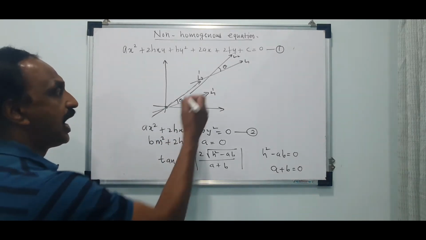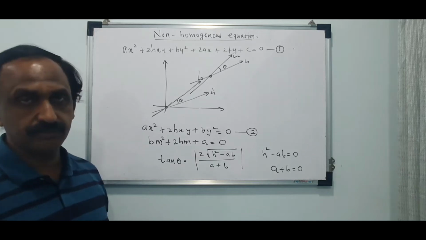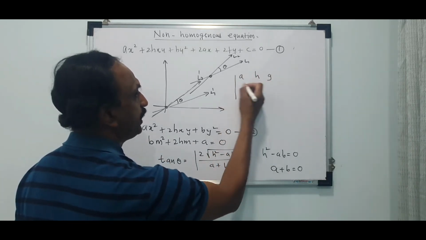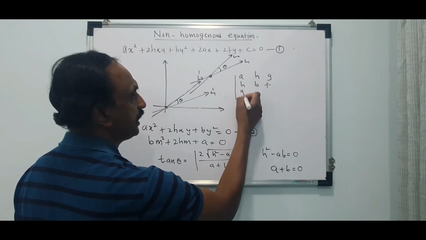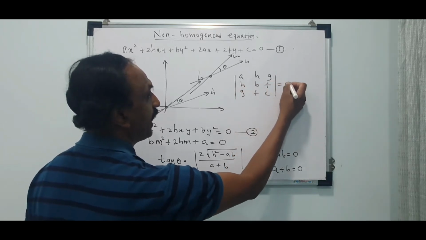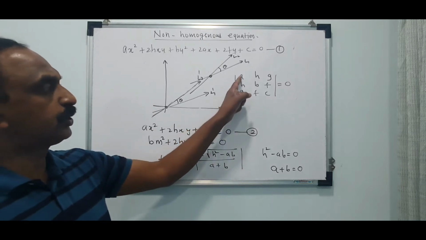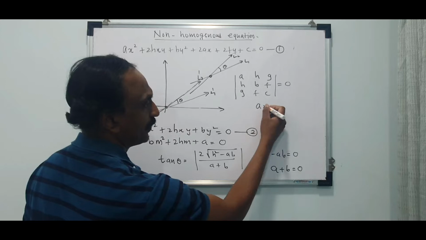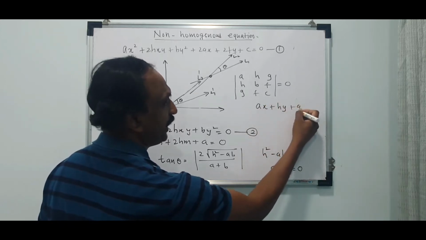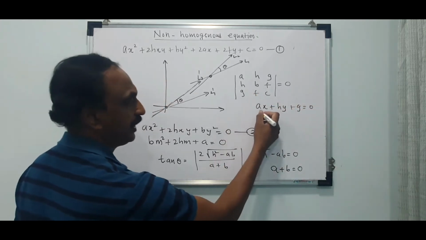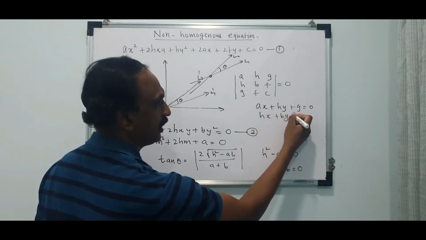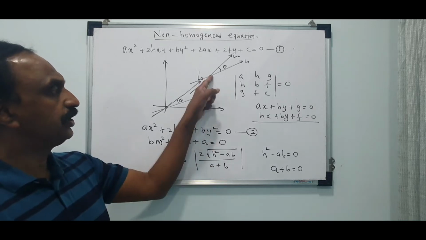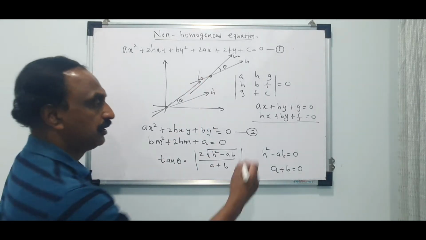Lastly, I want to find the point of intersection. Remember the determinant AHG, HBF, GFC. This is the determinant that we had. Create two linear equations using the first two rows: AX plus HY plus G equal to 0, and another one, HX plus BY plus F equal to 0. Solve these two equations simultaneously, and you will get the point of intersection.